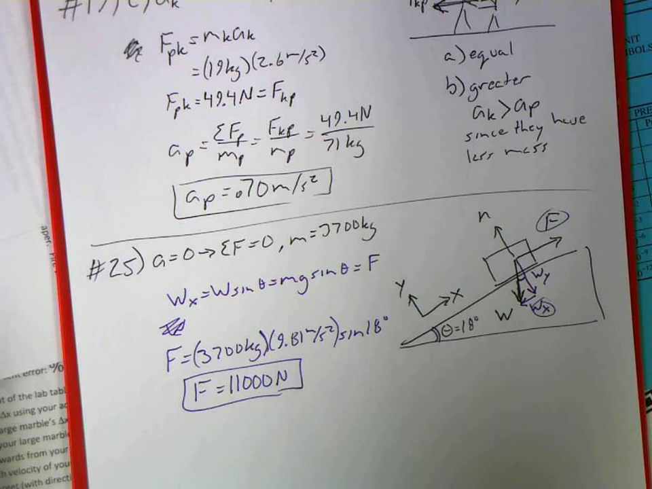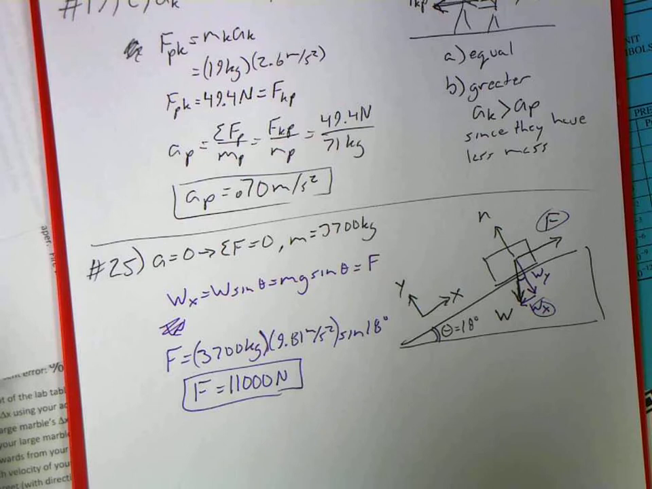Number 25: a 3,700 kilogram trailer is pulled up an 18-degree incline with a steady speed. They said steady speed, so immediately I've got acceleration equal to 0, which is my approach to this. We have a trailer pulled up an incline of 18 degrees by a tractor. As far as forces, the tractor applies a force that is parallel, pulling it up the ramp.